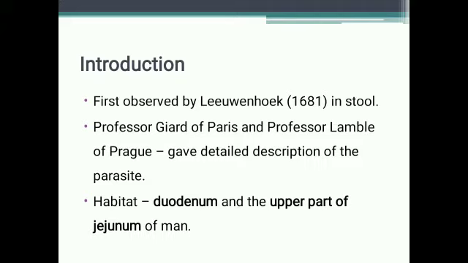This flagellate was first observed by a Dutch scientist named Antony van Leeuwenhoek in 1681 in his own stool sample. And how did we get the name of this parasite, Giardia lamblia? It is named Giardia after Professor Giard of Paris and Lamblia after Professor Lambl of Prague. This parasite is a common protozoan pathogen and is worldwide in distribution. Its habitat is mostly the duodenum and upper jejunum of the human body.